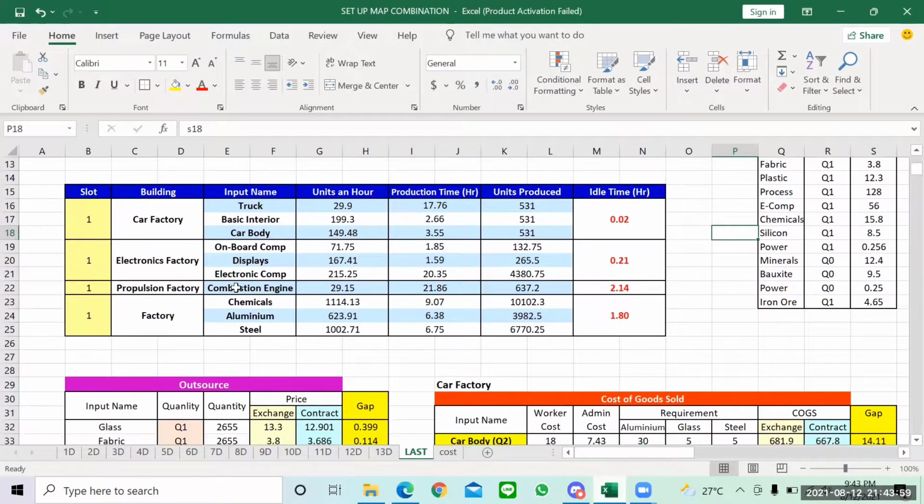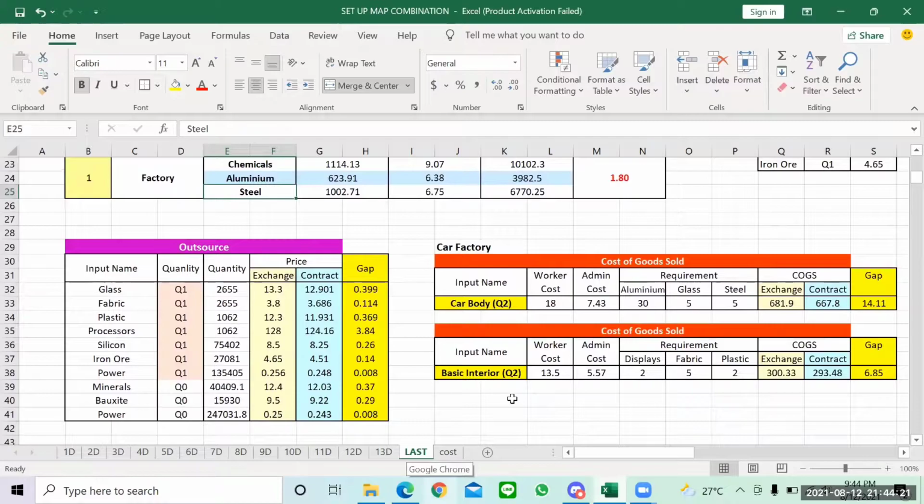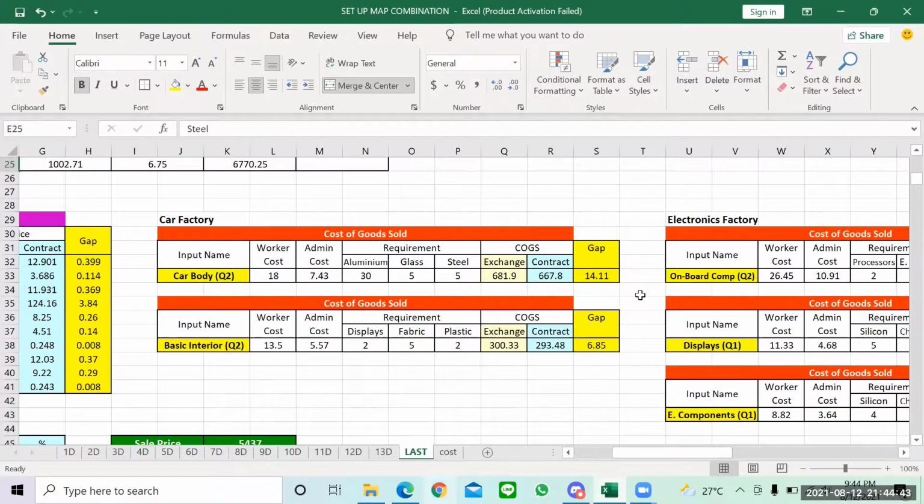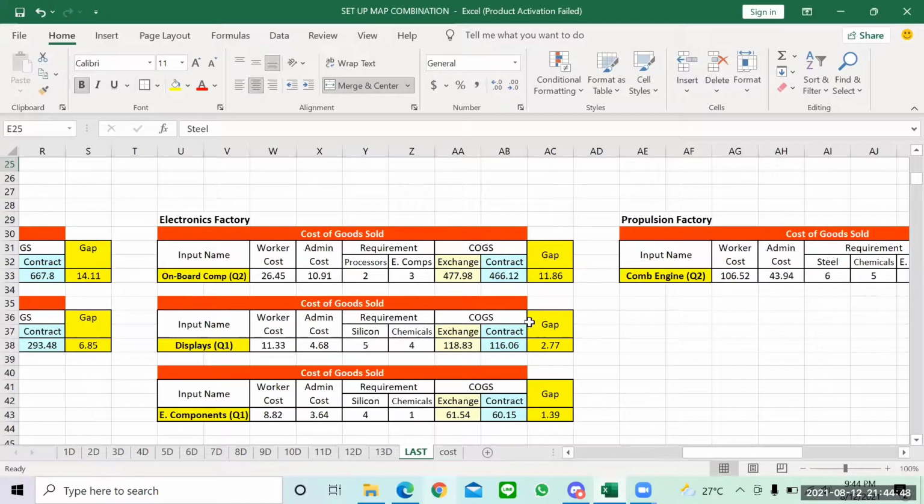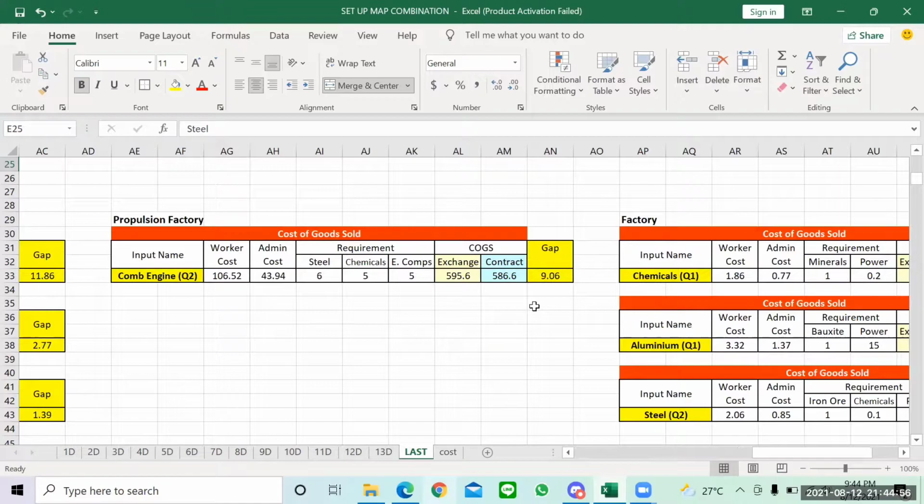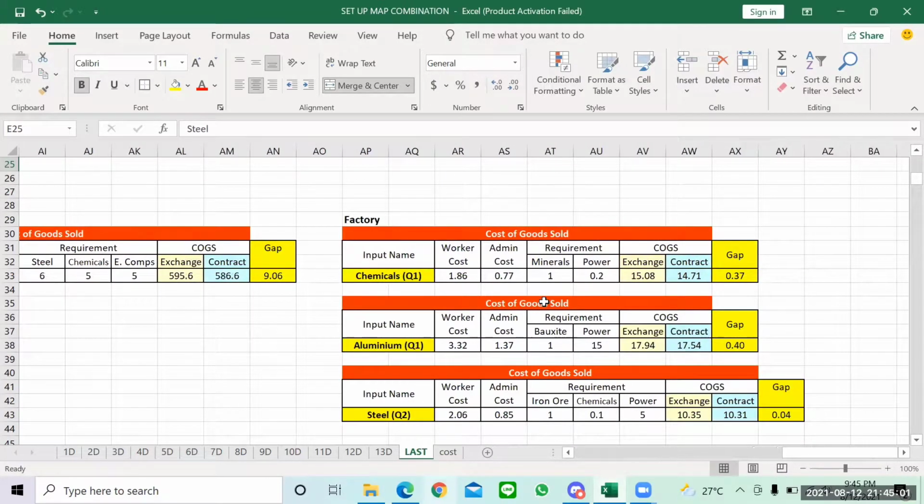And you can see that I just produced truck, basic interior, car body, onboard computer, displays, electronic components, combustion engine, chemicals, and aluminum, also steel. And this is the outsource, I mean the input list. You can see the quantity requirement, also the quality, and the price is what I just filled in this table. And you can see the sourcing cost. You can skip it if you want, or just pause it if you want to look at it clearly. So that's it.